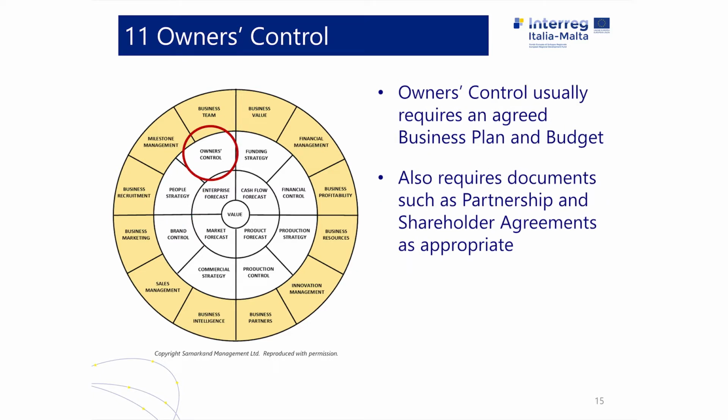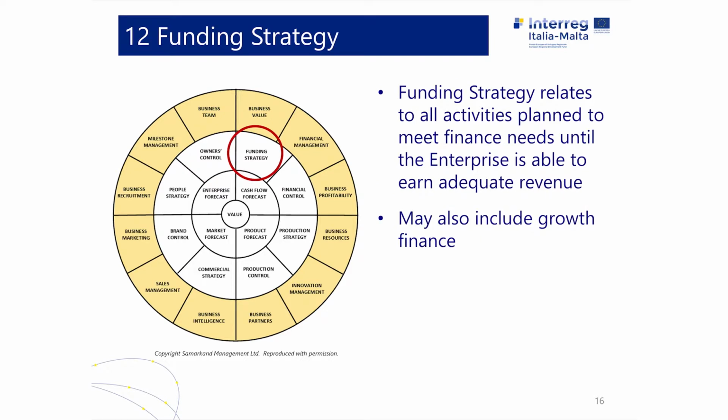Owner's control relates to an agreed business plan and budget. That's the primary method of control, but it will also involve documents such as partnership and shareholder agreements as appropriate. Funding strategy relates to how will you get the money you need. It may not be possible to earn adequate revenue at the outset, so you may also require debt to borrow money or even equity finance. It may also include growth finance to develop the business moving forward.